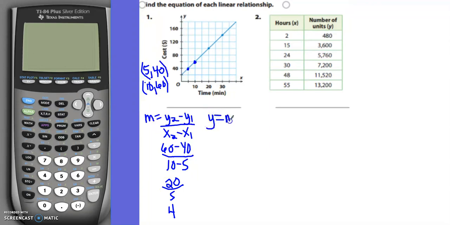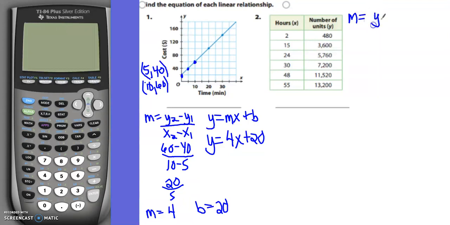We want to write it in y equals mx plus b. So this is the m, and the b is where it intersects the y-axis. It intersects the y-axis at 20. So y equals 4x plus 20. Alright, let's take a look at number 2.